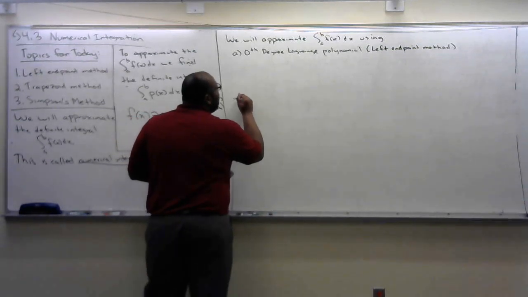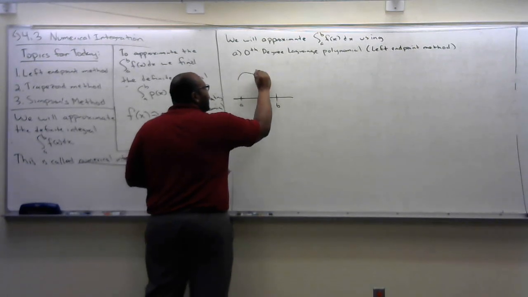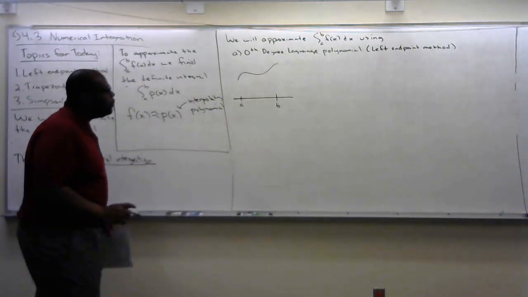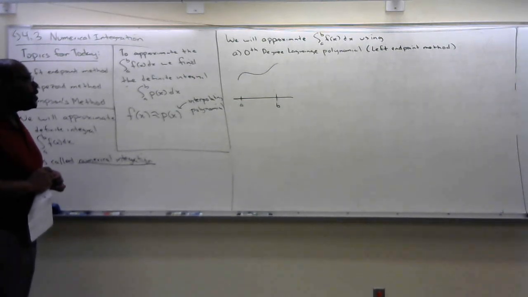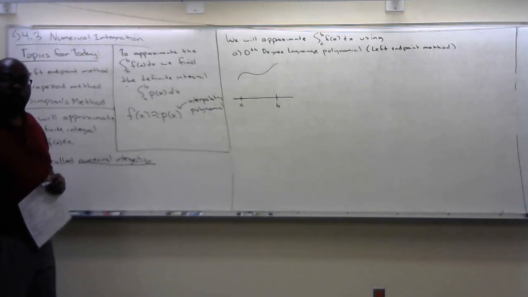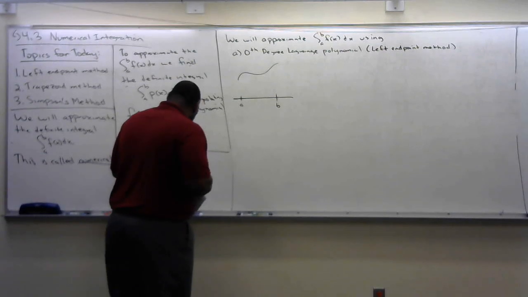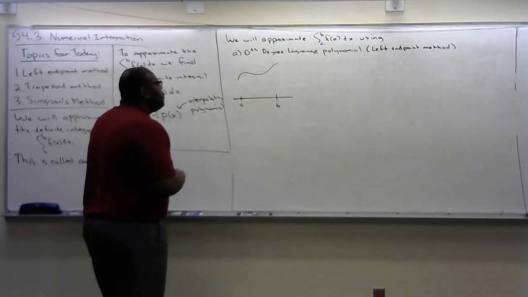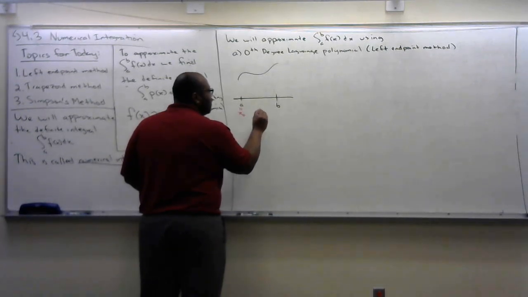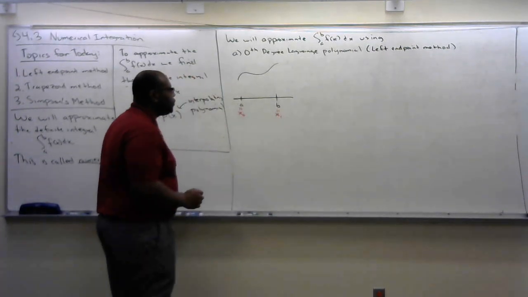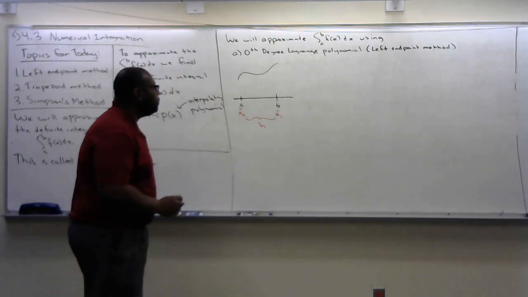Now, suppose I have a function from a to b. Let's just suppose it's above the x-axis. The 0th degree Lagrange polynomial is the polynomial that only uses one point, one value in the interval from a to b. Let's call a and b x naught and x1, with a distance of h between the two.